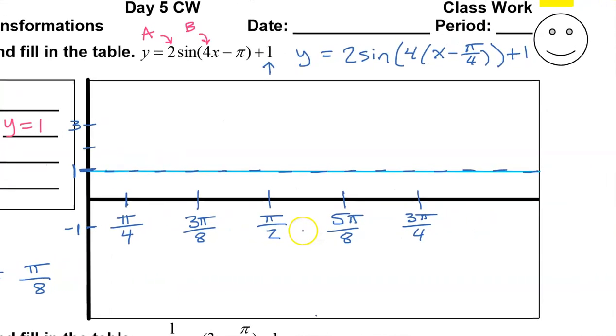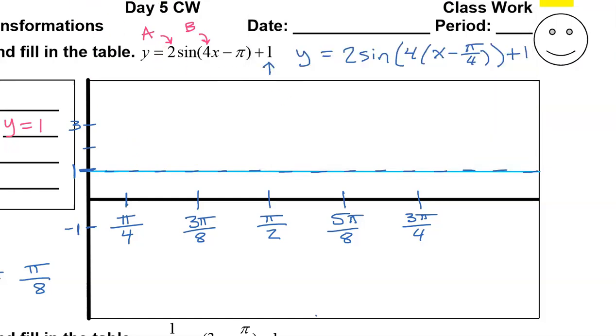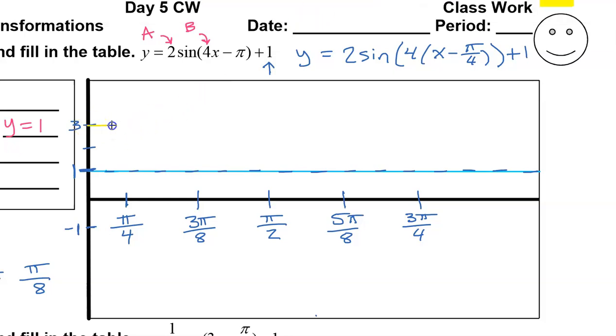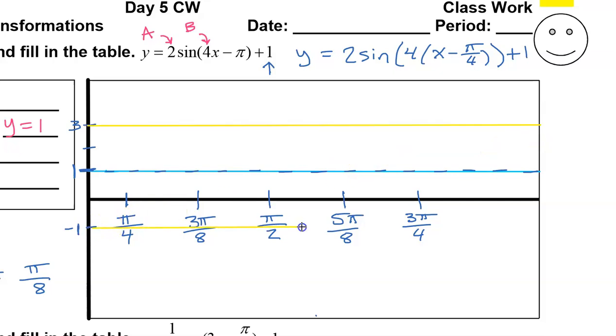So I'm going to put a couple of additional guidelines to help me draw. These lines are optional. So I'm going to make them yellow. I'm intentionally making them hard to see because they're not actually part of the graph. They're just guidelines. But this is to remind me that there's my upper boundary of the graph, and this will be the lower boundary of the graph.